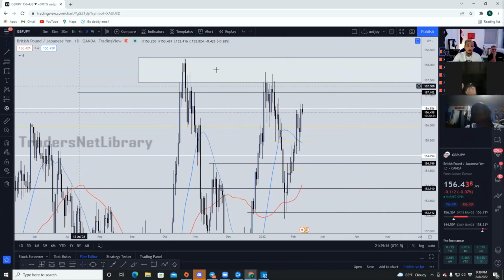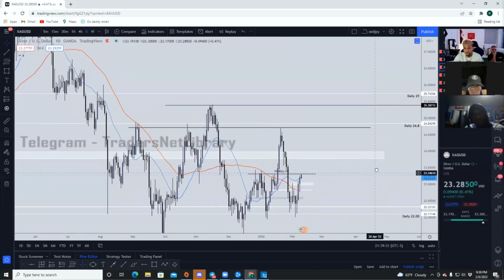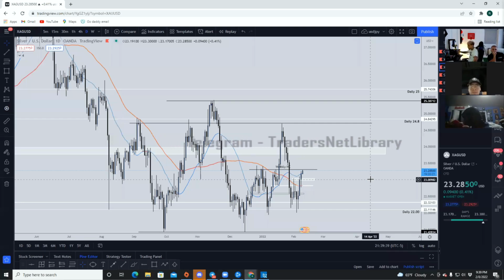Does anybody have any questions on either gold, GJ, or silver? By the way, if anyone knows a broker that offers tight spreads on silver, let me know, because every broker I've traded on so far, the silver spreads are garbage.